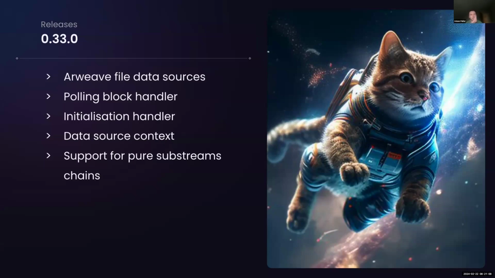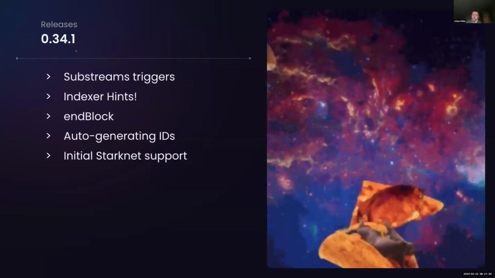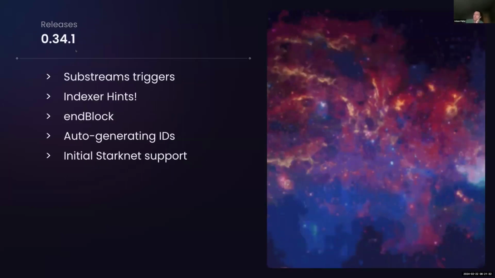So obviously one of the big things we did last year was add support for substreams in various ways into graph node, and so that's something which continues this year. But this essentially allowed you to run a chain without having to have an RPC. So it essentially opened up a bunch of chains which couldn't be supported before. And then 34.1, so there's a small patch release to fix some bugs here.